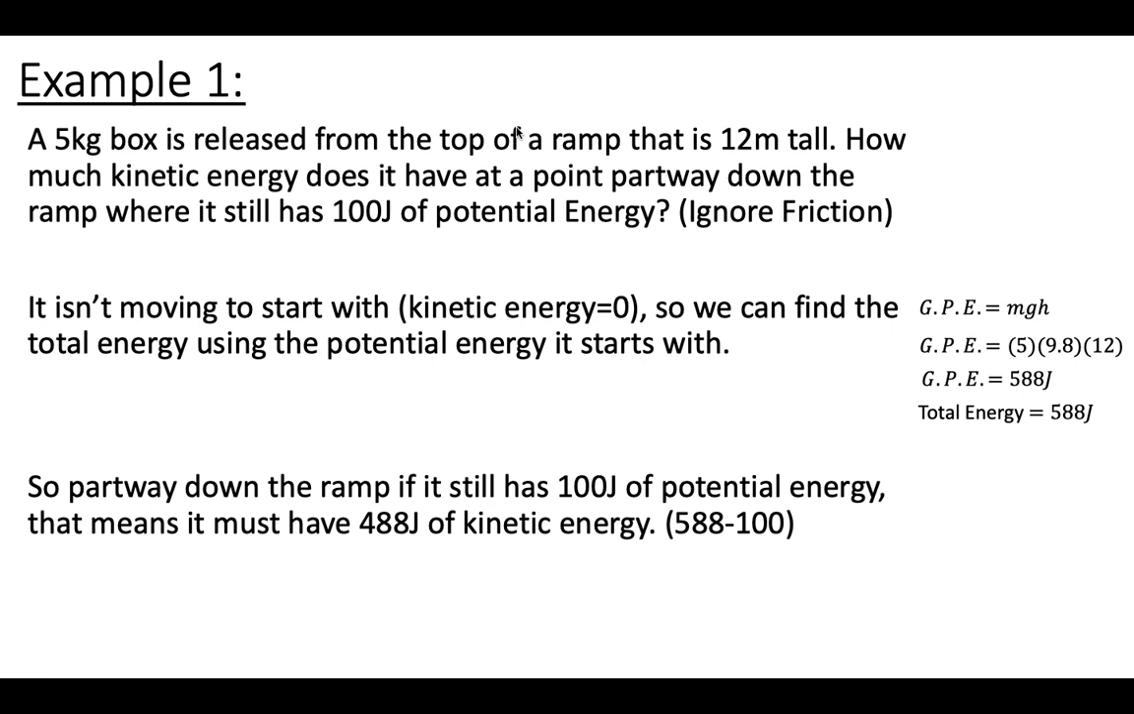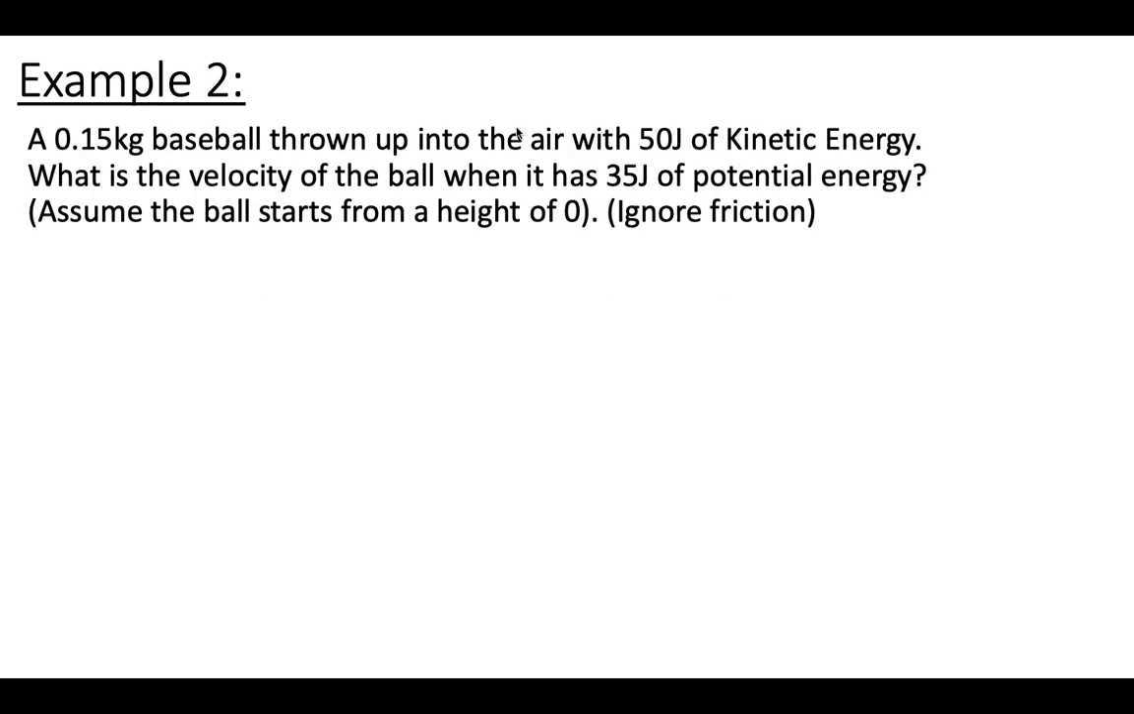Okay. So example 2, this is going to be one where we need to use an equation at the end. Example 2 is a 0.15 kilogram baseball thrown up into the air with 50 joules of kinetic energy. So we take a baseball and we're throwing it up into the air. It's got 50 joules of kinetic energy. What is the velocity of the ball when it has 35 joules of potential energy?